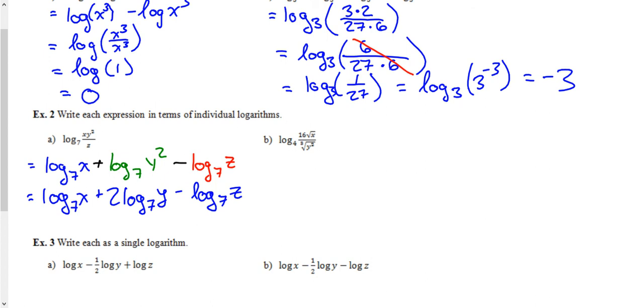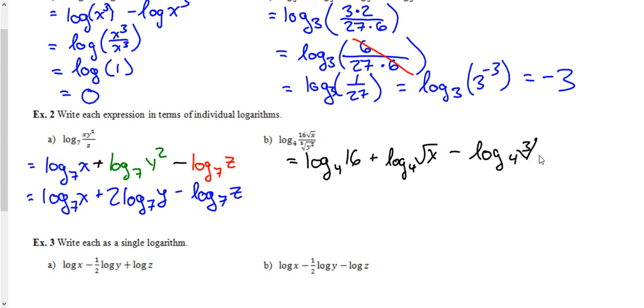Over here, let's rewrite this one here. So I see a 16, so that's where I'm going to start. So I have log base 4 of 16. And if it's multiplying, that means we're adding. So that's adding on log base 4 of square root x. I see a division statement, so let's rewrite that as a subtraction statement. That's going to now be log base 4 of the cube root of y squared. And there we go.